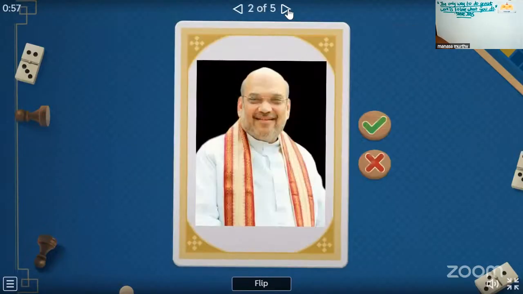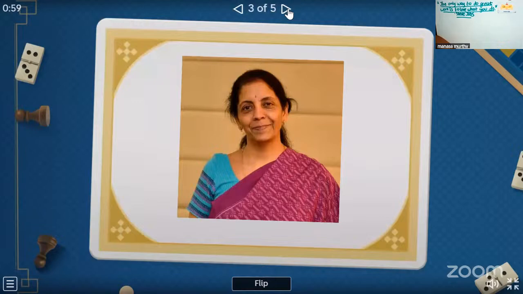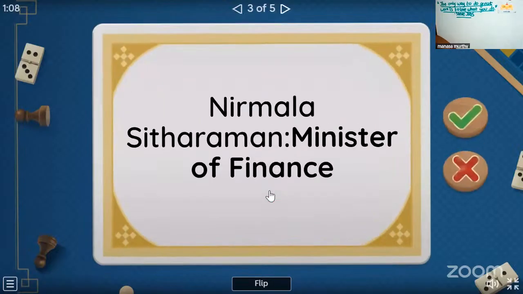Then we saw Amit Shah. A famous personality from India, a woman, takes very bold decisions and is an inspiration to a lot of women in India. She is Nirmala Sitharaman, Finance Minister, right?